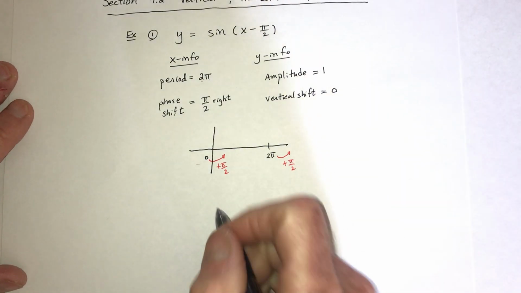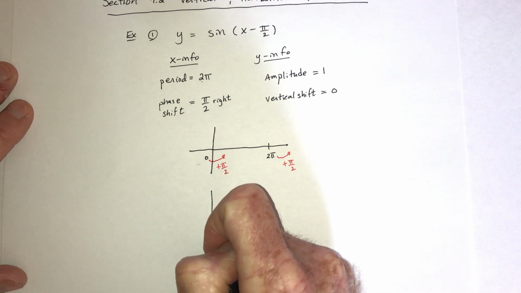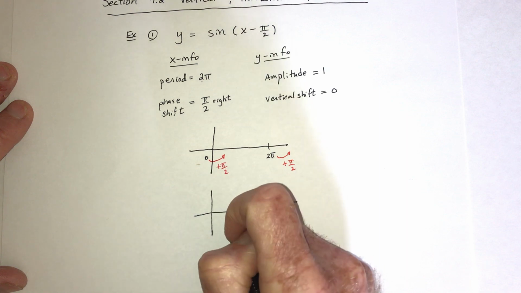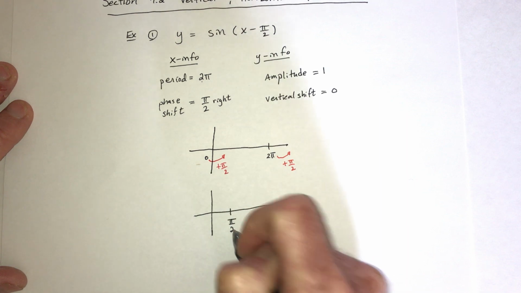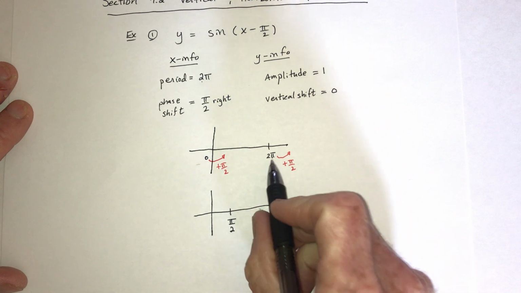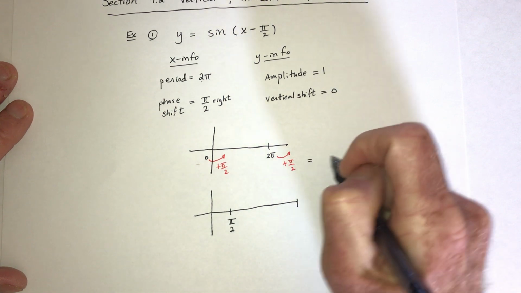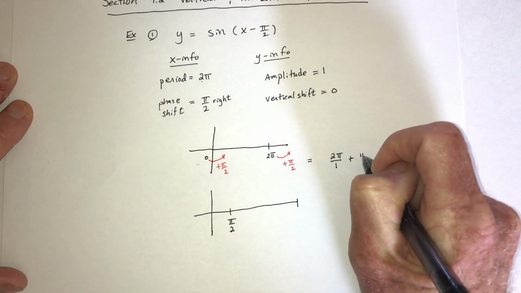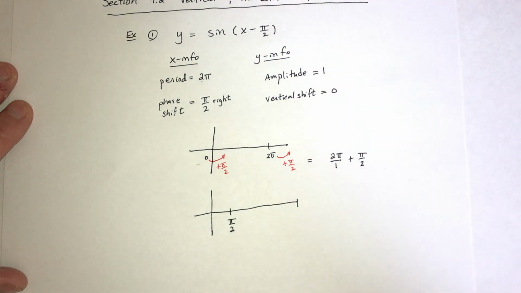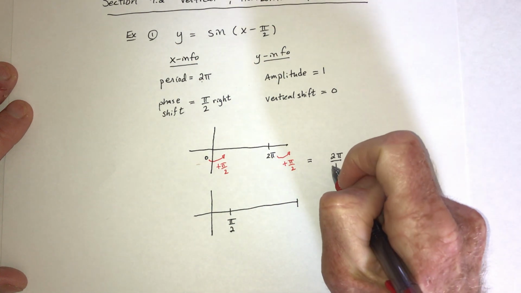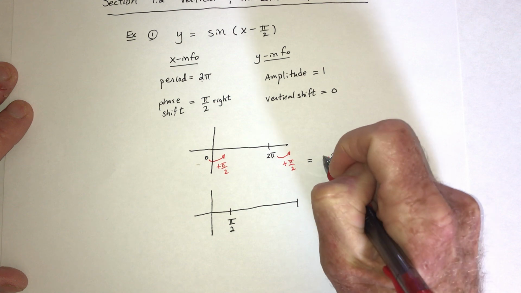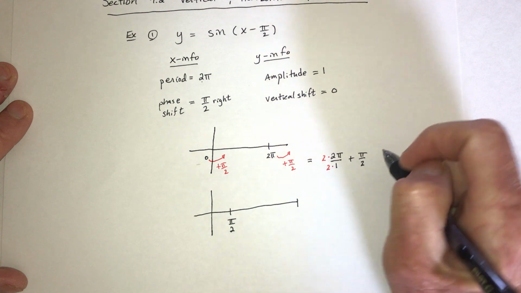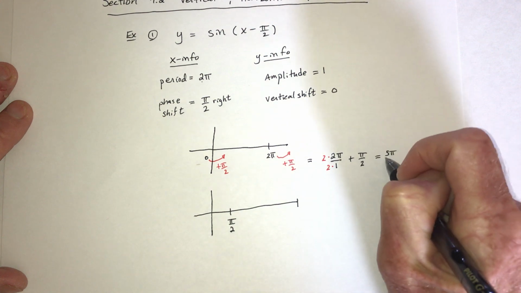Now that I've done that, I need to redraw the graph. So 0 plus pi over 2 will be pi over 2. And then this one will be 2 pi plus pi over 2. Well, for 2 pi plus pi over 2, you could get a common denominator, which is going to be the 2, and this one multiply on the bottom by 2, multiply on the top by 2. So this is going to be 4 pi over 2 plus 1 more is 5 pi over 2.